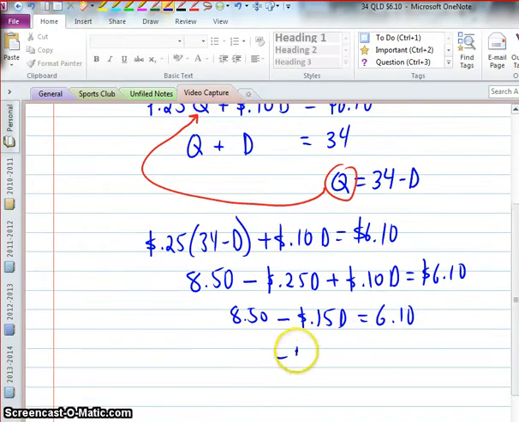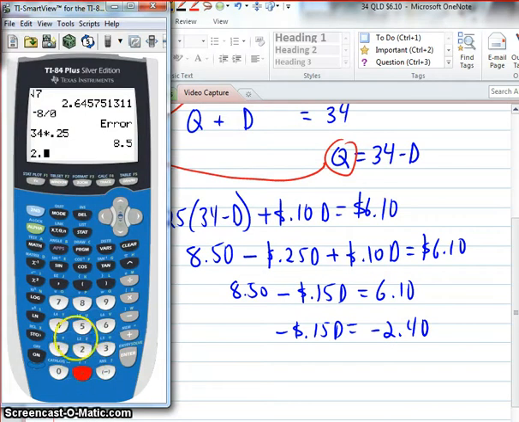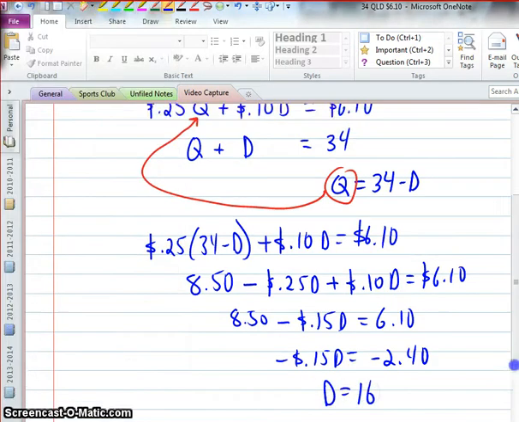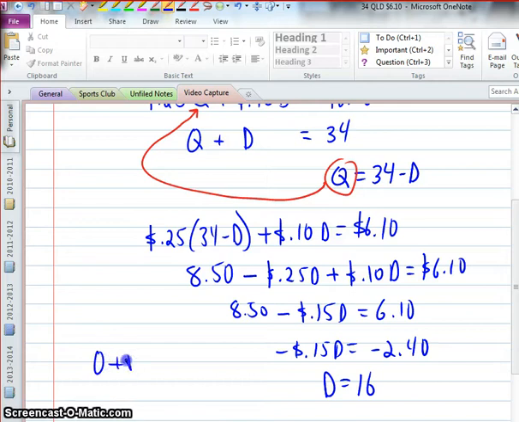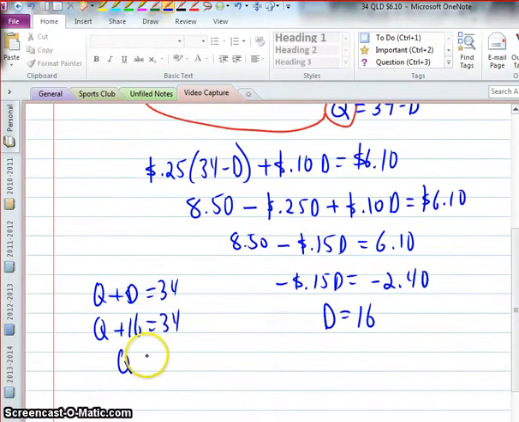If we subtract $8.50 from both sides, we'll have negative $2.40. So I have to divide now by negative 0.15. They're both negative, so I'm just going to divide the positives, and I get 16. So the dimes are 16. Well, if I started with quarters plus dimes equals 34, and I know I've got 16 dimes, then it follows that I must have 18 quarters. So there are my answers.